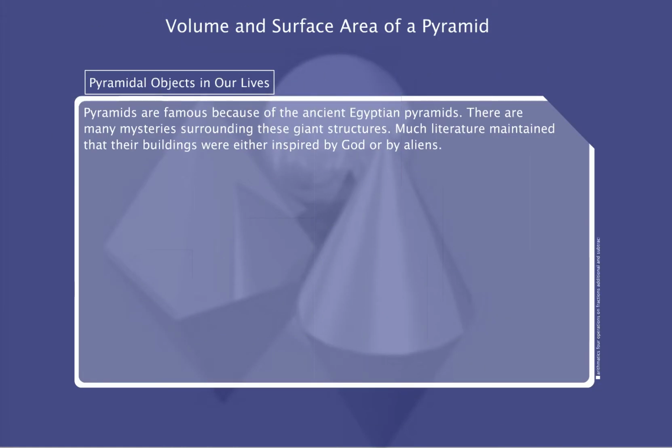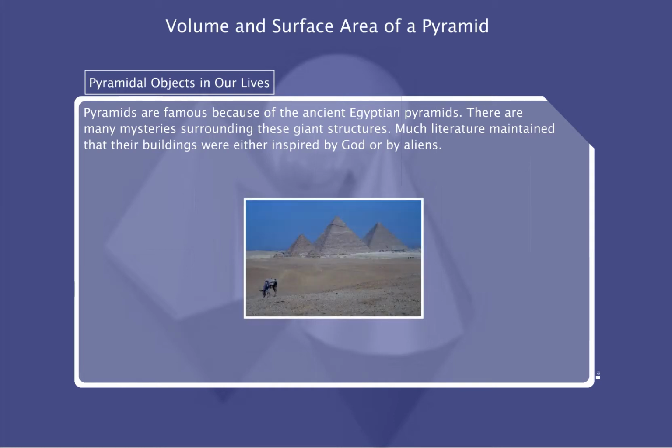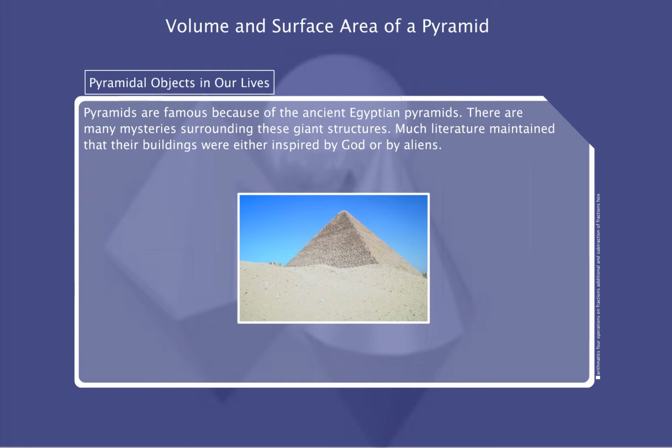Pyramids are famous because of the ancient Egyptian pyramids. There are many mysteries surrounding these giant structures. Much literature maintained that their buildings were either inspired by God or by aliens.